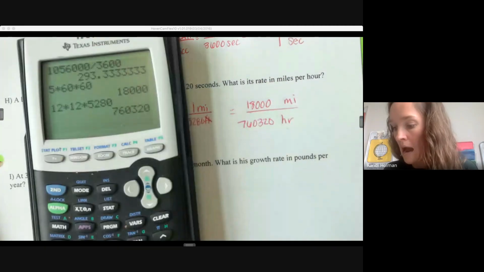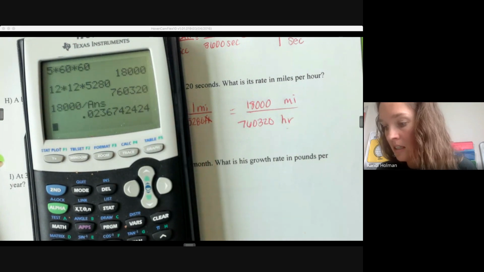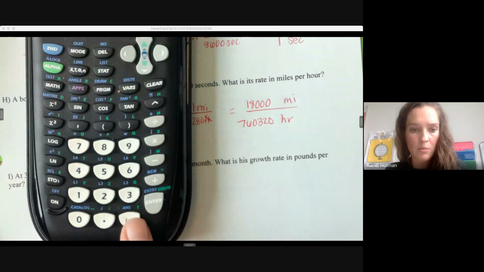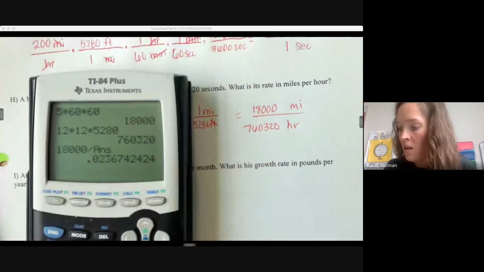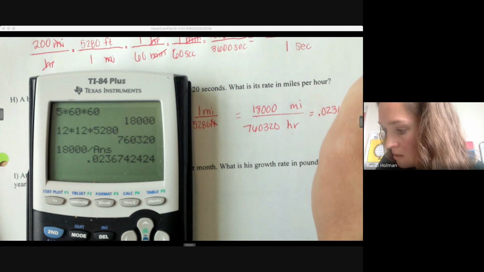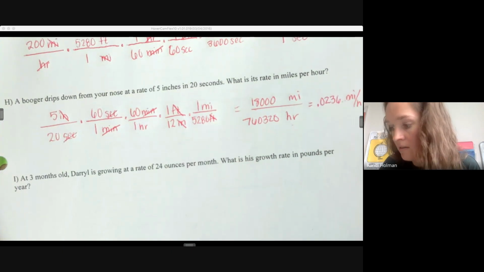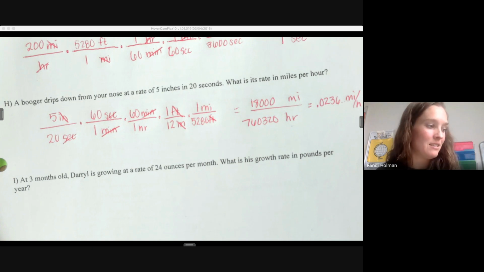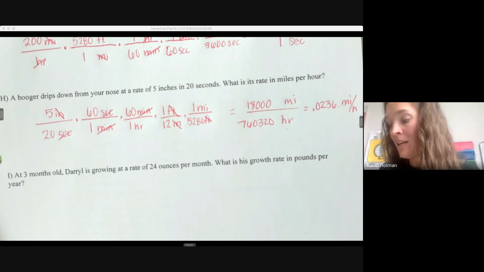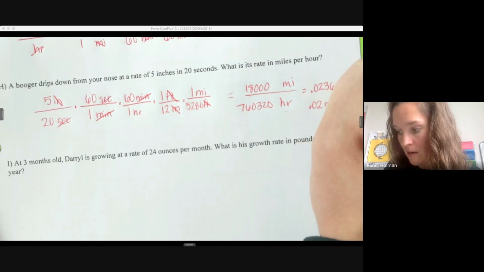Right, but I want miles per 1 hour, so I'm going to take my 18,000 divided by that 760,320. If you want to use that previous answer, you can just hit second and then your negative sign. It'll pull up whatever your previous answer was on your calculator. So here we get 0.0236 blah blah blah miles per hour. So not very fast is the answer there on how fast it's going, which hopefully makes sense, right? Not racing down your nose. So if we're going to round that to the nearest 100th, that would be 0.02 miles per hour.